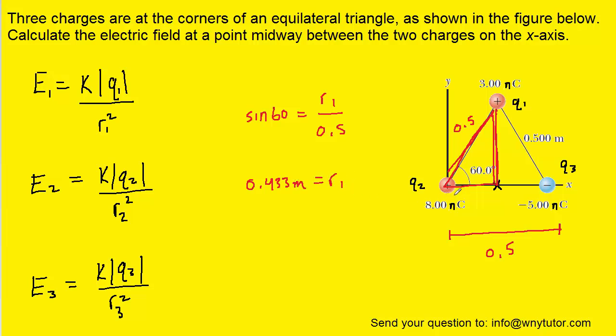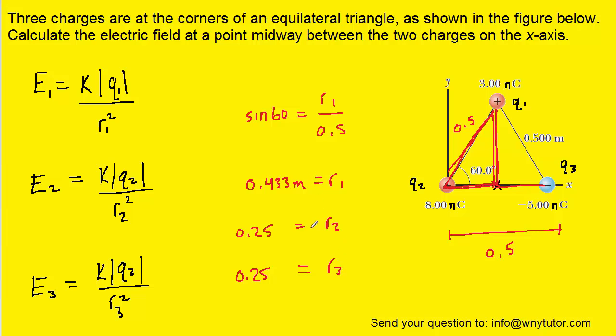Now, r2 is going to be the distance from the positive charge to the place marked x. That's simply going to be half of the distance that's marked 0.5. So we know that r2 is going to be 0.25 meters. And then the same thing with r3, which is the distance from charge 3 to that x. That too will be half of the 0.5 meters. So we can confidently say that 0.25 meters is the r3.